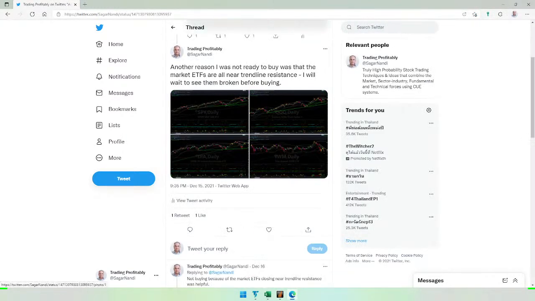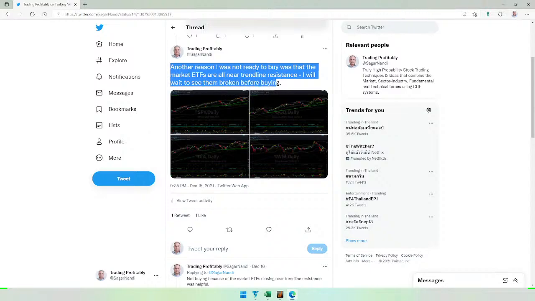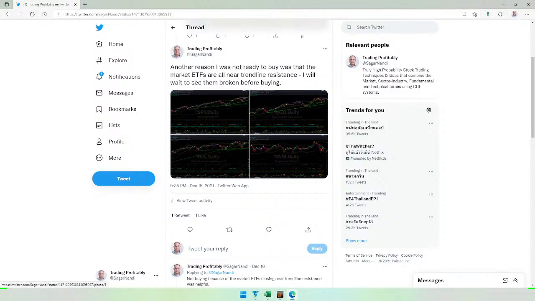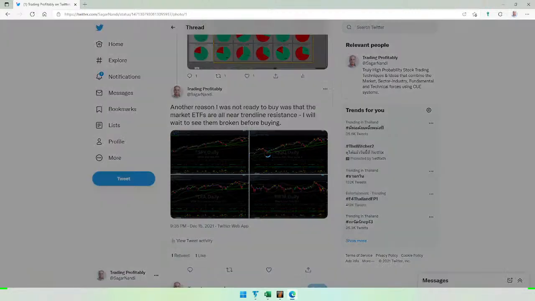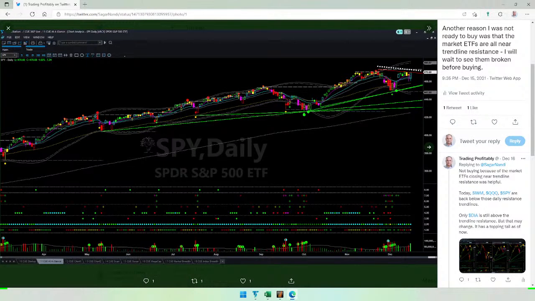this was the tweet. Another reason I was not ready to buy was the market ETFs are all near trendline resistance. I will wait to see them broken before buying. I tweeted it on the day the Fed meeting result came out.